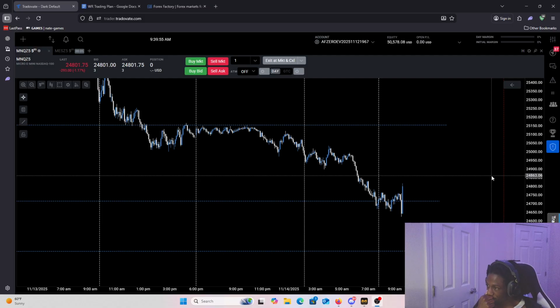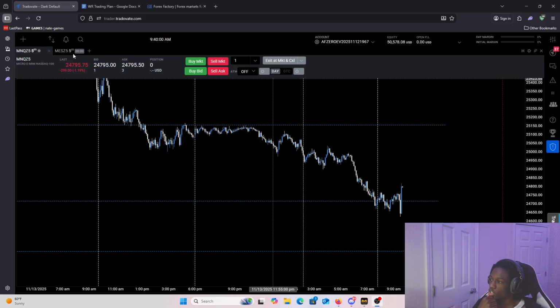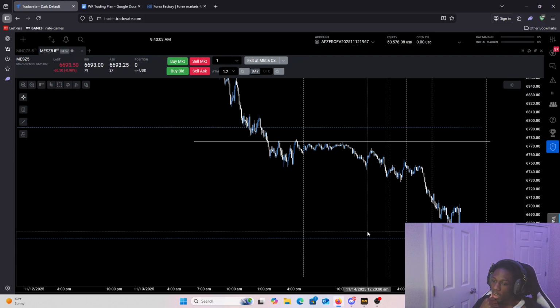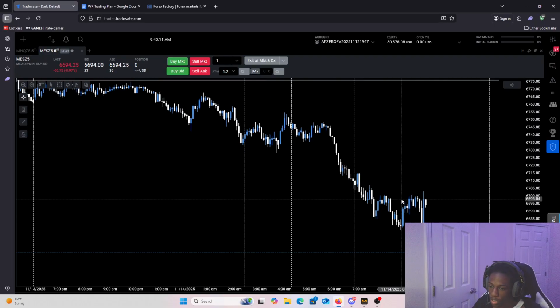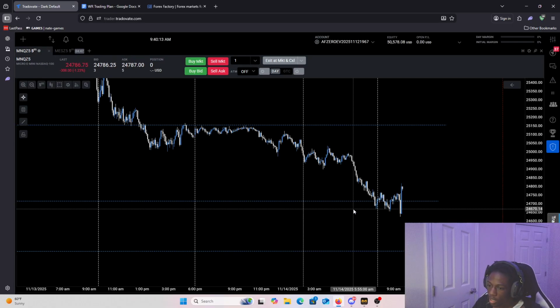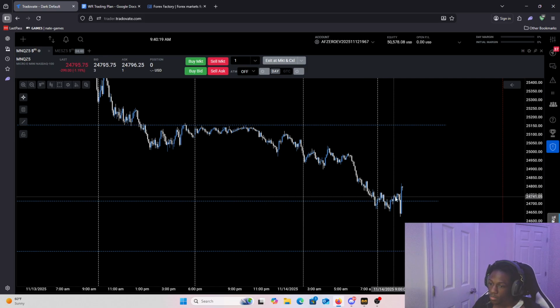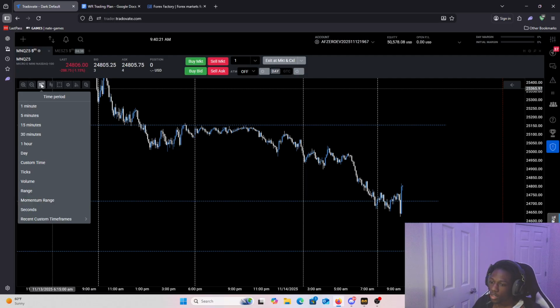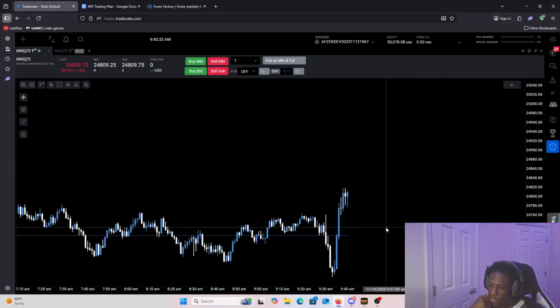All right, so we got a crazy candle to the upside, breaking structure for both of them. Did this break structure actually? No, this didn't break structure here. And on this one, this did break structure. So scale down into 1 minute on NQ because the trend shifted on NQ. Scale down to the 1 minute and look for an entry.